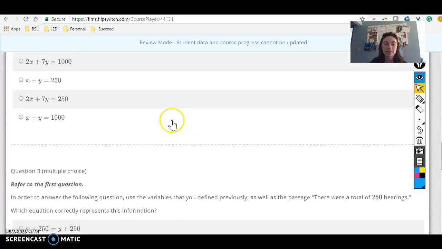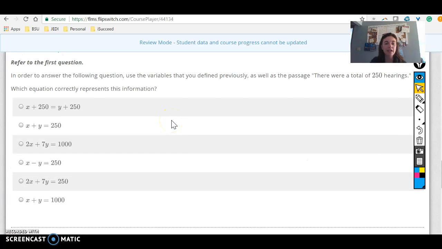2x plus 7y equals 1,000. And then so we've built one equation. We need to build another in order to answer the following question, use the variables that you defined. X equals minor, y equals major.